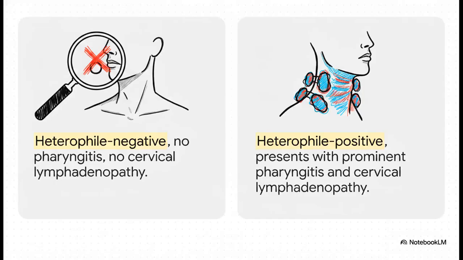Moving to adults, watch out for this classic board trap. CMV is actually the most common cause of heterophile-negative mononucleosis. And here's the clincher. Pharyngitis and cervical lymphadenopathy are incredibly rare with CMV. This perfectly separates it from Epstein-Barr virus, or EBV, which is heterophile positive and heavily features that severe sore throat and those swollen lymph nodes.